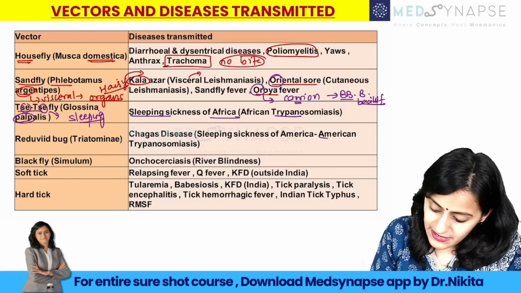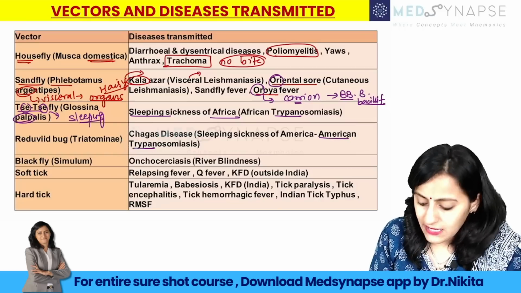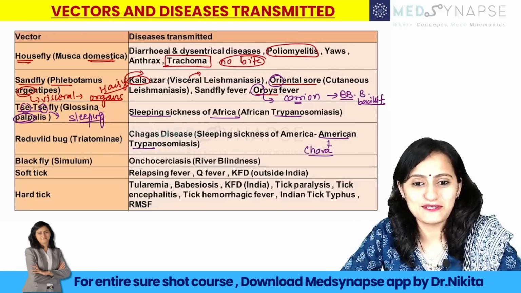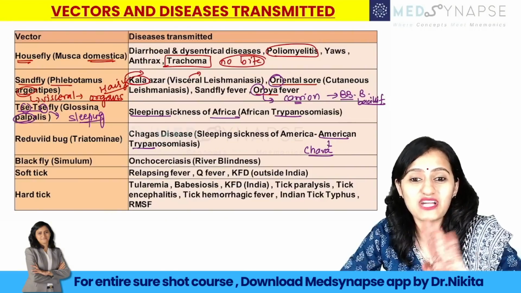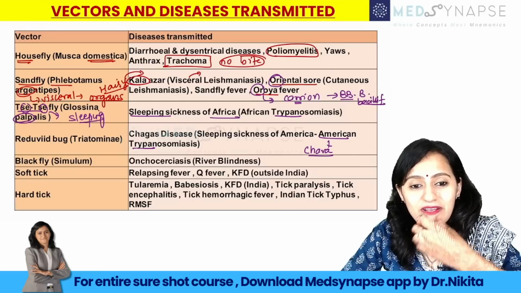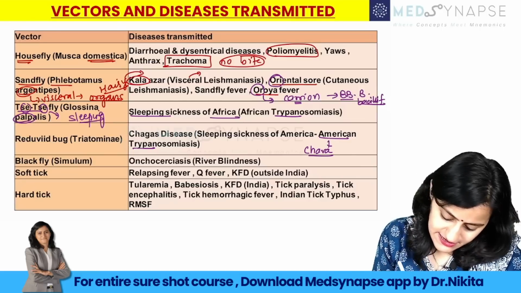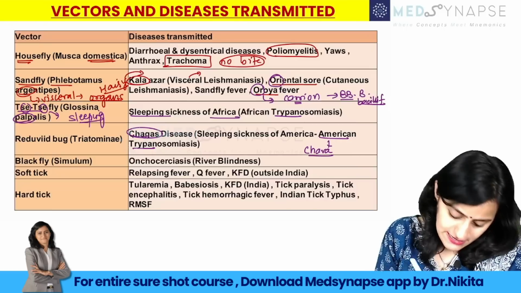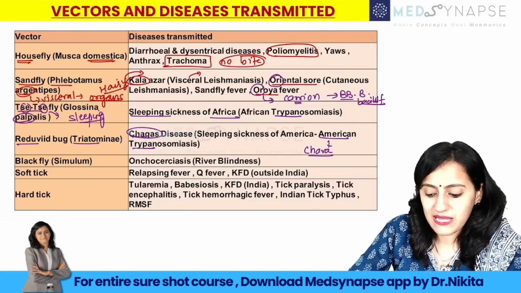Then what is American trypanosomiasis? American guys are like chava. You know, if you have heard this word, especially used in Mumbai. So remember, chava is a stud guy, right? So remember that Americans are chava, Chagas disease, American trypanosomiasis, that is American sleeping sickness. Redwood bug, also called the triatomine bug.